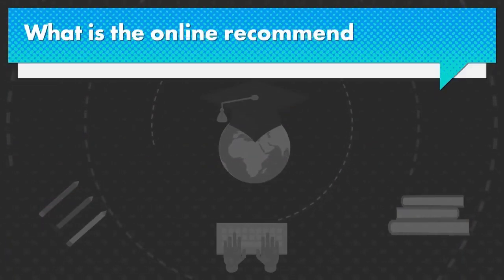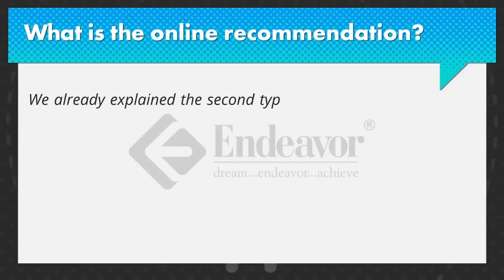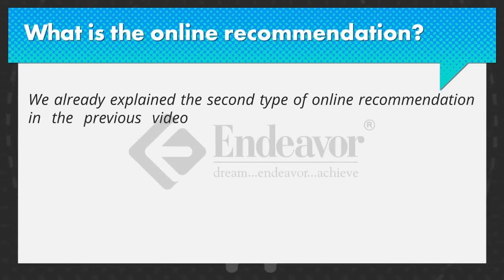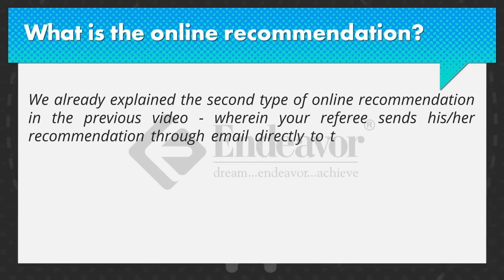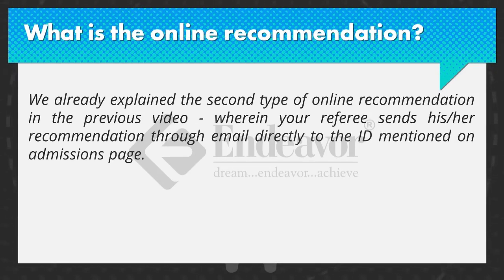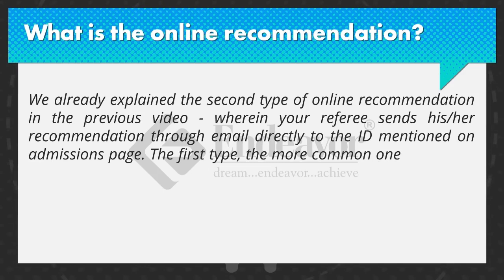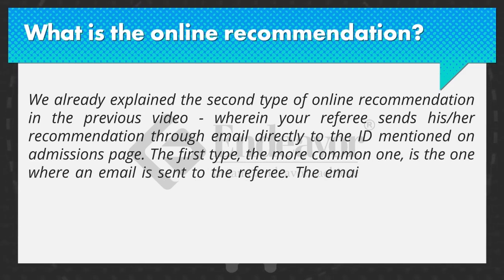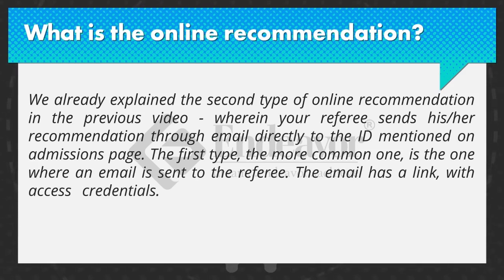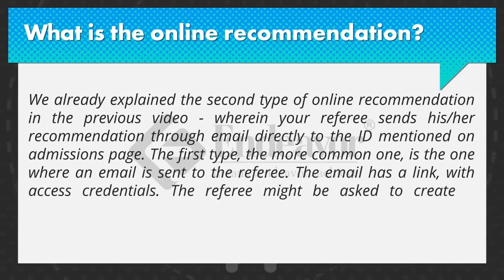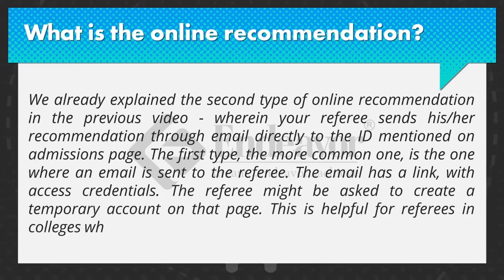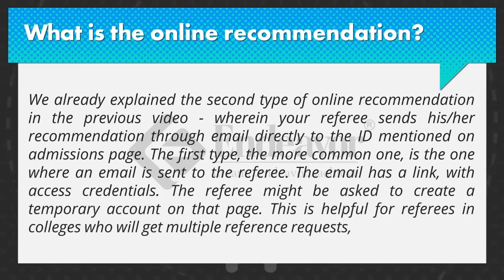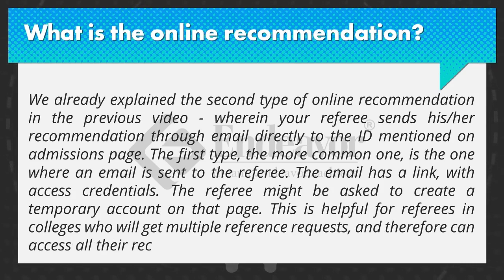What is the online recommendation? We already explained the second type of online recommendation in the previous video, wherein your referee sends his or her recommendation through email directly to the ID mentioned on the admissions page. The first type, the more common one, is the one where an email is sent to the referee. The email has a link with access credentials. The referee might be asked to create a temporary account on that page. This is helpful for referees in colleges who will get multiple reference requests and therefore can access all their recommendations through a single account.